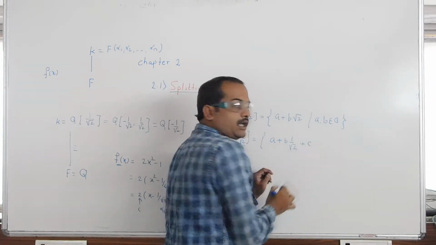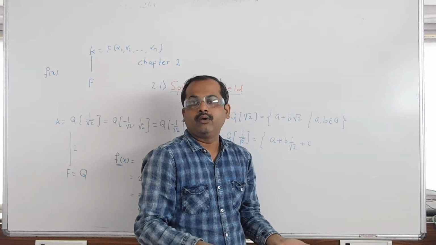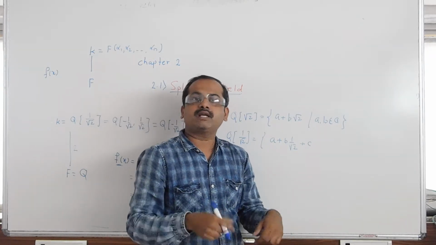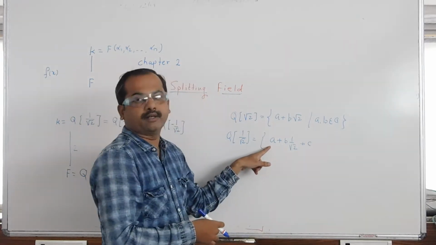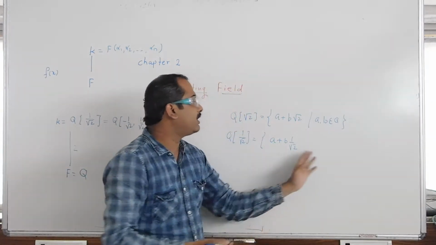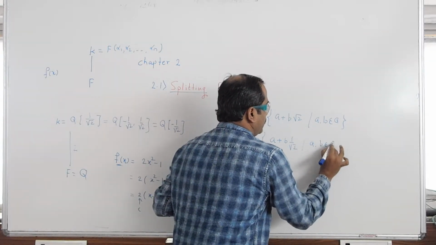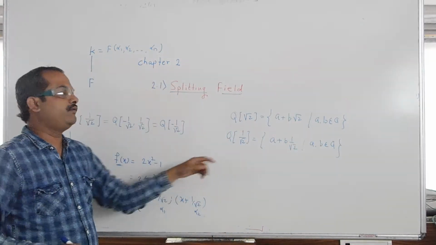Plus c times 1 upon root 2 square. But what is 1 upon root 2 square? 1 upon 2. 1 upon 2 is a rational number. The rational number gets absorbed here, and it is again a and b. Okay. So there is nothing to write further. So a and b are rational numbers. So what is Q of 1 upon root 2?